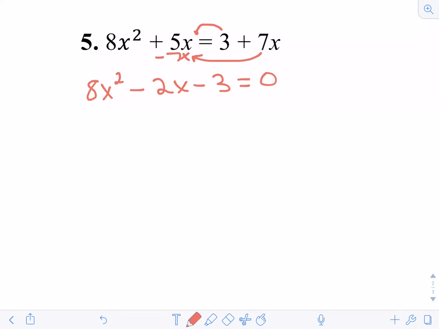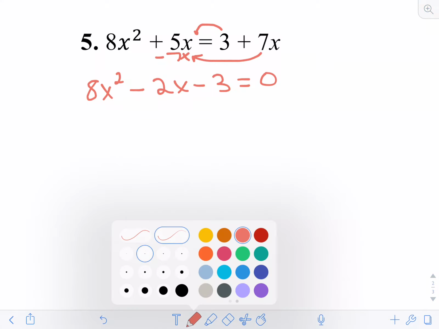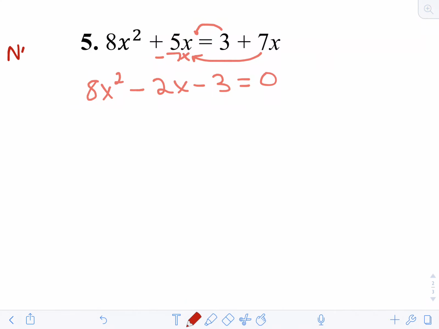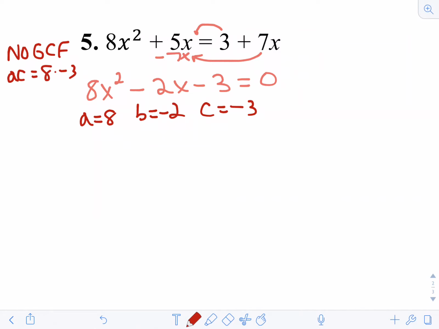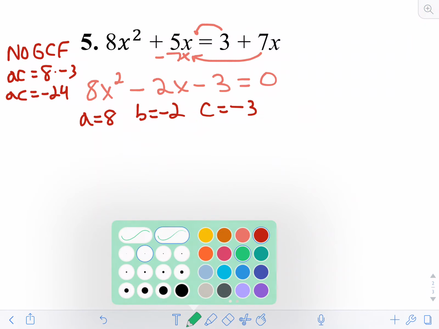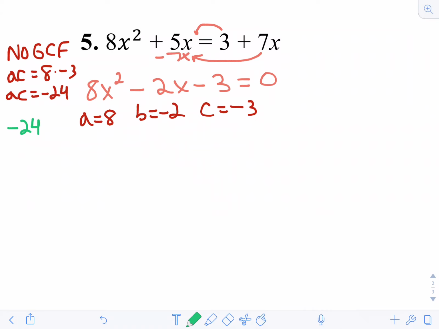All right. So now we're going to see that we have no GCF. So that's the first thing. There is no greatest common factor, no GCF. So A is equal to 8, B is equal to negative 2, C is equal to negative 3. So AC method would be 8 times negative 3. So AC is negative 24. So before I figure out what two numbers can multiply to give me negative 24, and add to give me this negative 2, I got to look at my signs.